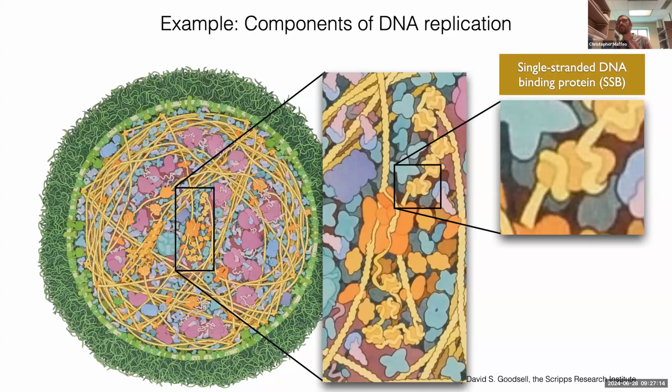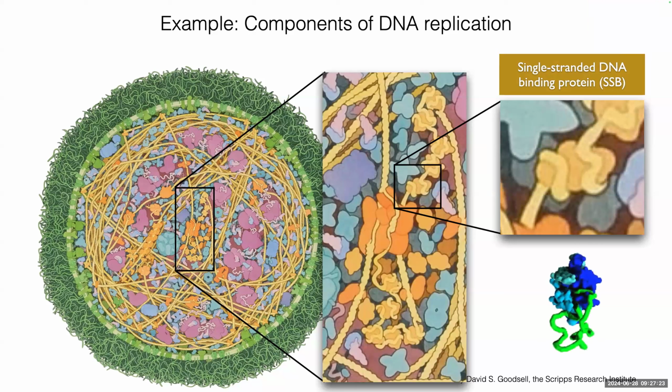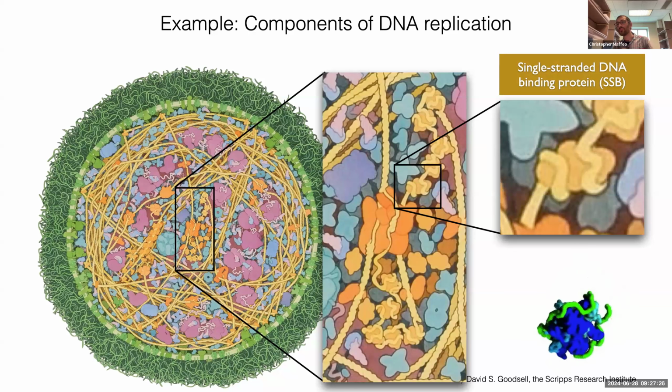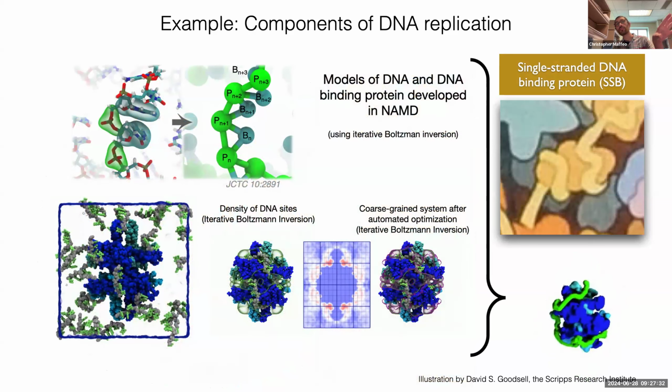So we started a lot of this work by looking at just one tiny protein in this system, the single-stranded DNA binding protein. And we constructed a coarse-grained model around it using this iterative Boltzmann inversion process, not just for the protein, but also for the DNA fragments binding to the protein. We performed microsecond timescale simulations of this spontaneous binding process and produced these 3D grid-based potentials using iterative Boltzmann inversion.